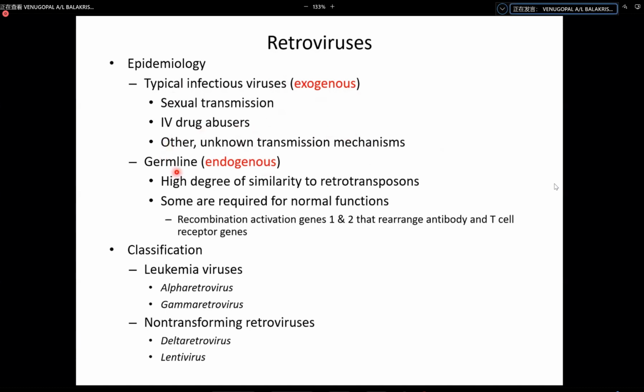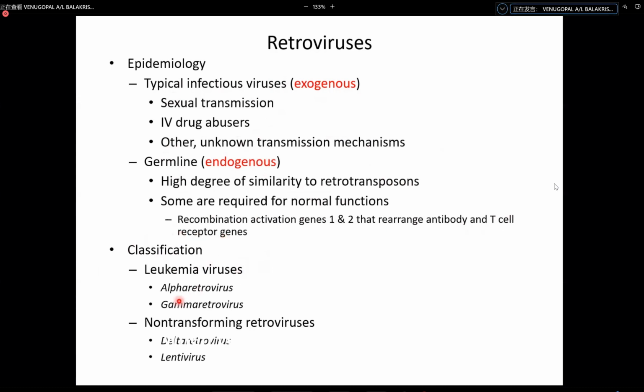So if it's germline, then it's endogenous. So endogenous means a high degree of similarity to retrotransposons. Some are required for normal function. Okay. So, for example, recombinant activation of gene 1 and gene 2 that rearrange antibody and T cell receptor genes. So it can rearrange that.